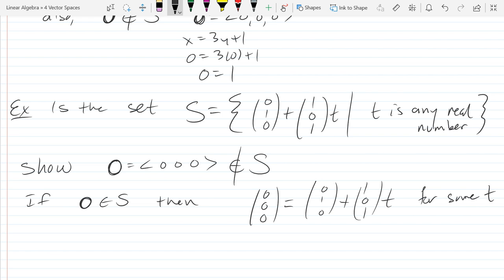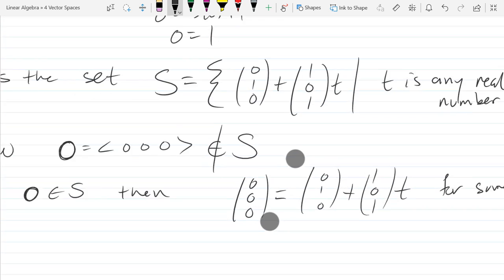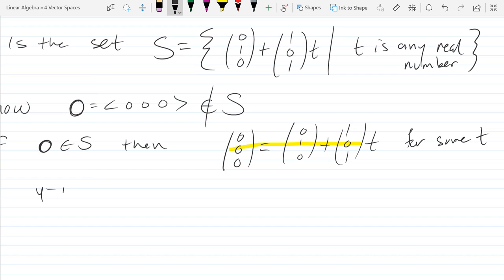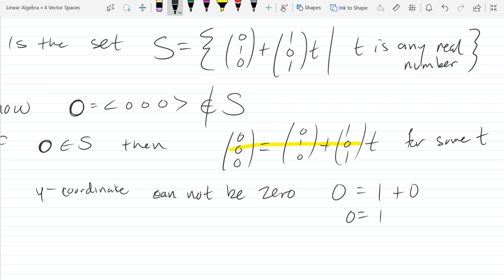Why is there no t value that makes this true? It all comes down to the second coordinate here. Our second coordinate is what's going to mess everything up. So we'll highlight that row, our y coordinate. It can never be zero. There's no way we'll get the zero vector out. That line will be 0 equals 1 plus 0, which is 0 equals 1. Of course, not true. So we get no zero vector in here.